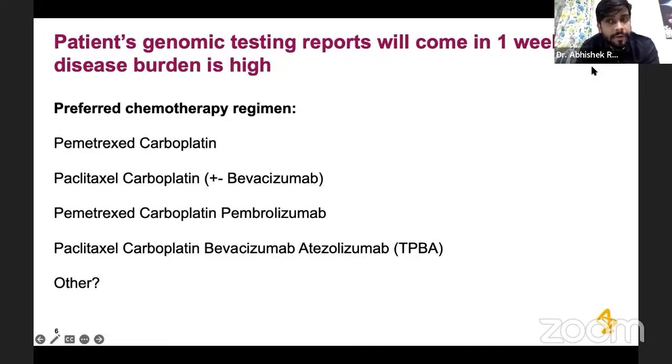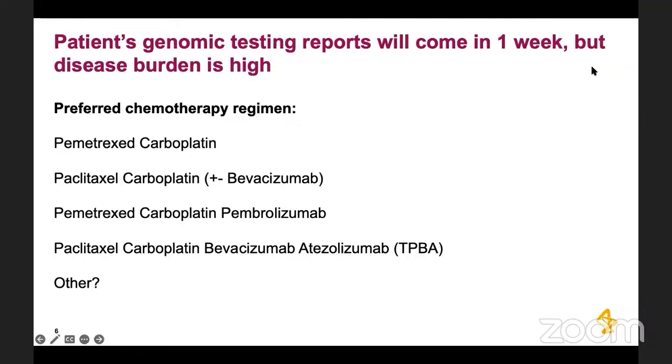Any takers for that? Yes, so basically the female in the case is an Indian female, 55 years old, adenocarcinoma. Considering that there is a high propensity for one of the mutations being positive, I would just like to start her with pemetrexed carboplatin, and then depending upon her genomic testing, I would modify it later. But yes, if a patient is very fit, generally males, smokers with adenocarcinoma, there is a very less likely chance that the genomic testing would be positive.